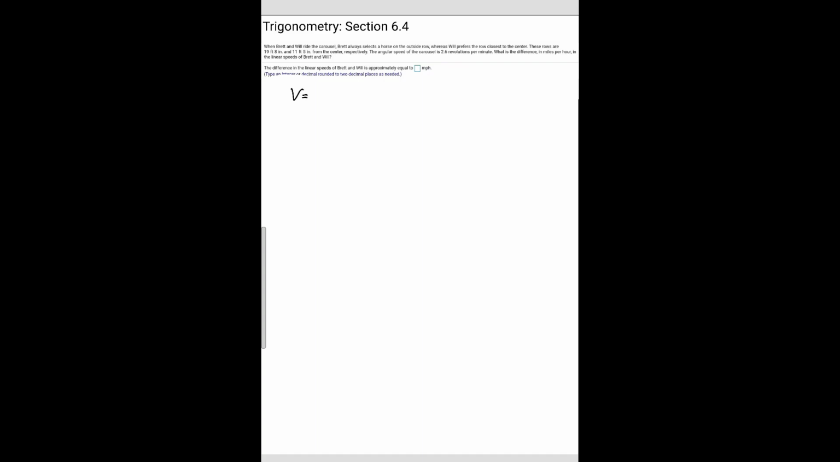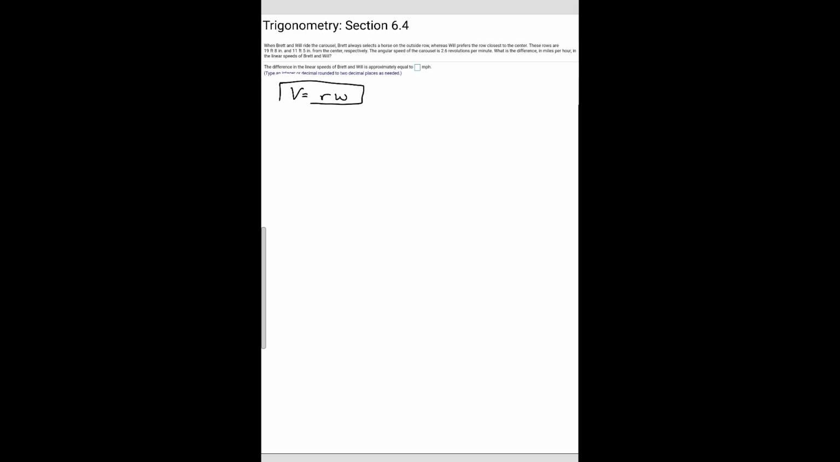Okay, so first things first, let's look at the formula that we're going to be playing with. Your velocity is your radius times your angular speed, or omega. So V equals R omega. That's the main formula we're going to be using in just a little bit. But before we do that, we have to convert both of the radii we're given into feet. So we have 19 feet 8 inches for the first one, and that is for Brett's horse. And then on the other one, we have 11 feet 5 inches, and that is Will's horse.